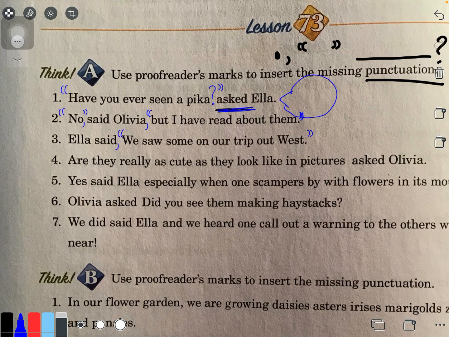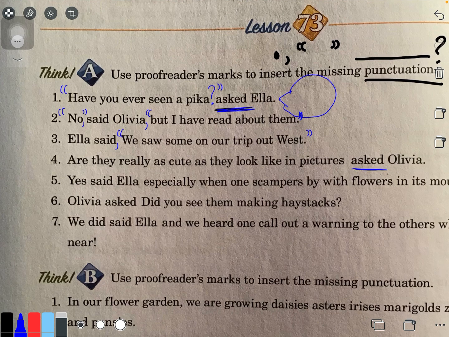Number 4. Are they really as cute as they look in pictures? asked Olivia. So again, someone is asking a question. So let's think about what they're asking. They're asking, are they really as cute as they look in pictures? Question mark. And since this is what Olivia is saying in her speech bubble, we need to put quotation marks around the sentence.